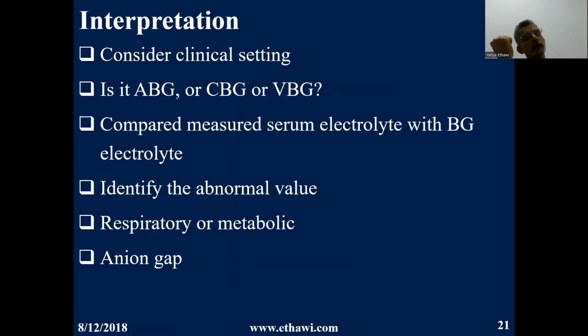So when we interpret the blood gas, we consider the clinical setting. Then we consider the type of sample: ABG, CBG, or VBG. If we have a serum blood gas, we compare the gas electrolytes with the serum electrolytes. And if there's a discrepancy, the blood gas analyzer needs calibration. Look at the abnormal values. Consider is it respiratory due to CO2 or metabolic due to bicarb, and calculate the anion gap.